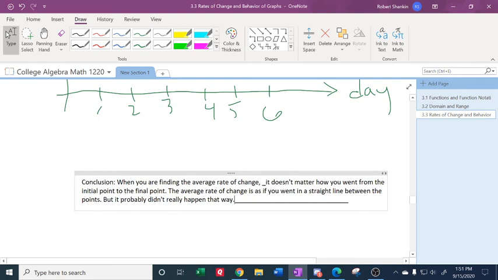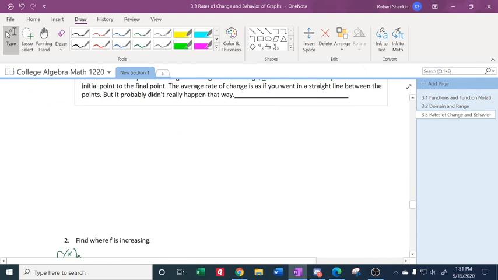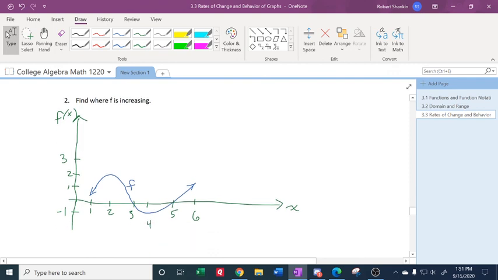All right. And let's go down to another type of problem now. This one looks simple, but the answer is kind of tricky. Find where f is increasing. So let me give everybody a minute with this. Again, type your answer in with your group, but don't hit enter yet.